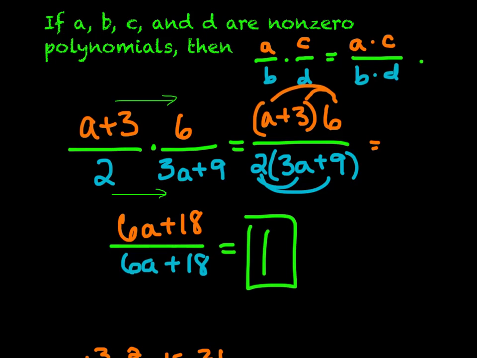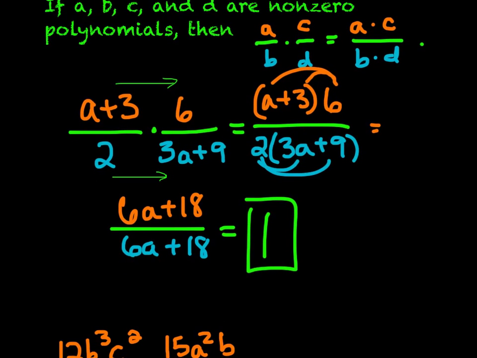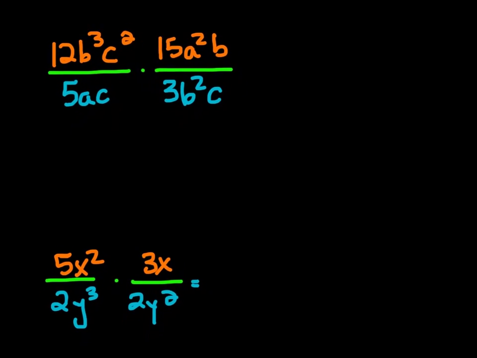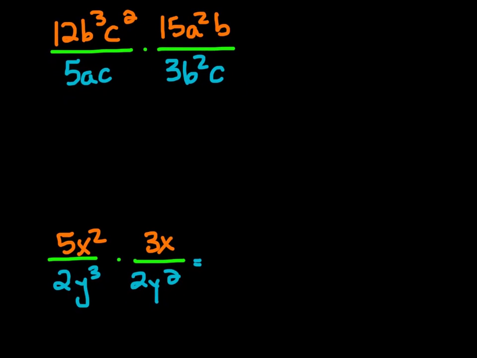Let's try a couple more problems with this same idea of essentially multiplying straight across. Here's our next problem. We have 12 times b to the third c squared times 15a squared b over 5ac times 3b squared c. Lots of stuff there. I like to think about the top portion all multiplied, and the bottom portion all multiplied, because we have invisible multiplication signs all across these.